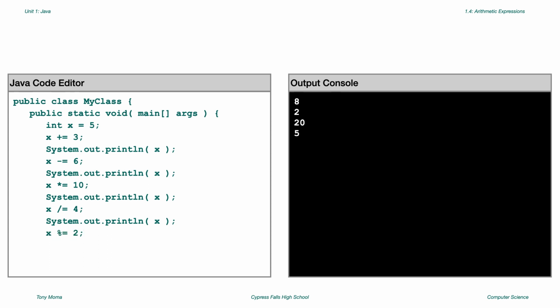Then in this line, we set x equal to its current value modulo 2, or in other words, the remainder of dividing x by 2. What remainder do we get when we divide x by 2? We get 1. Thus, 1 gets assigned to x. When we print it out, 1 gets output.